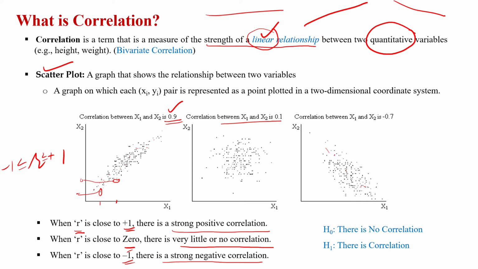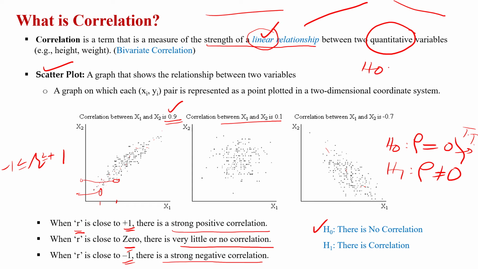To test whether this correlation coefficient between the two variables is significant or not, we need to apply a test of hypothesis. For that, our H naught is that there is no correlation between the two variables, or technically rho is equal to 0. The alternative is that there is a correlation between the two variables. So this is a two-sided, two-tailed t-test.